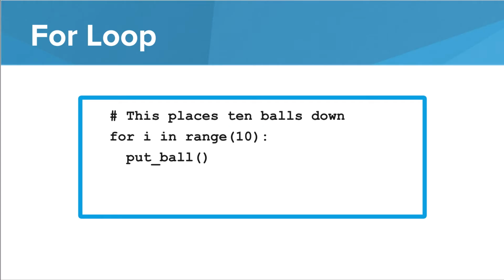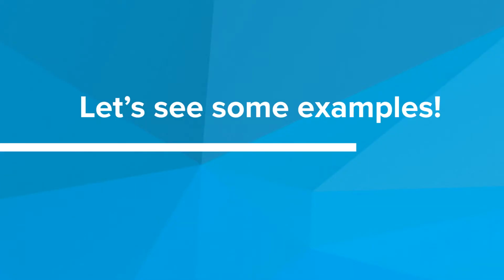So looking at a specific example, if we want to place 10 tennis balls down, then we write for i in range, then we put the number 10 inside parentheses, followed by a colon. Next, we put our code that we want to repeat indented. In this case, put ball. If we want to repeat 100 times, it would look very similar. Only the number in parentheses needs to change. So let's take a look at this in the code editor.